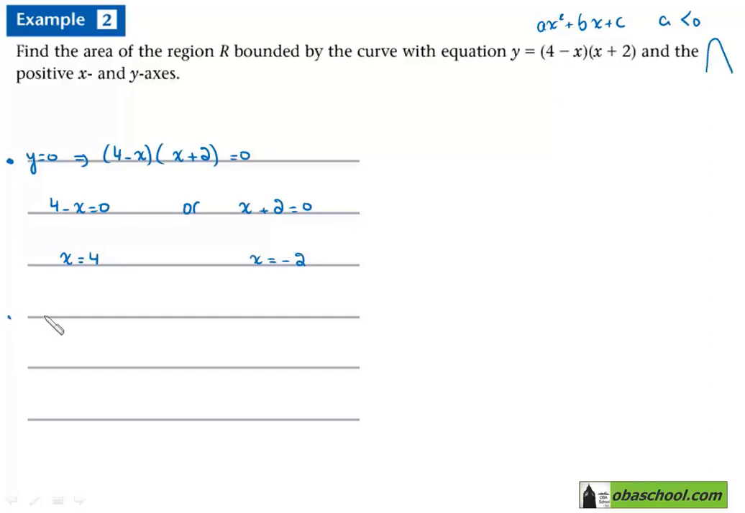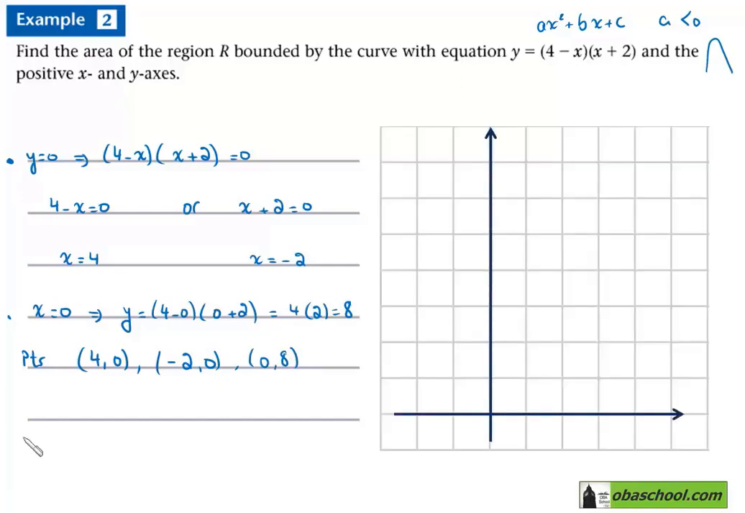Now we will set x equals 0 and substitute. That means y equals (4 minus 0) into (0 plus 2), 4 into 2, y equals 8. So the points that we will sketch are 4, 0, we write the x then the y, minus 2, 0, and finally 0, 8. Here we have the x-axis and the y-axis.